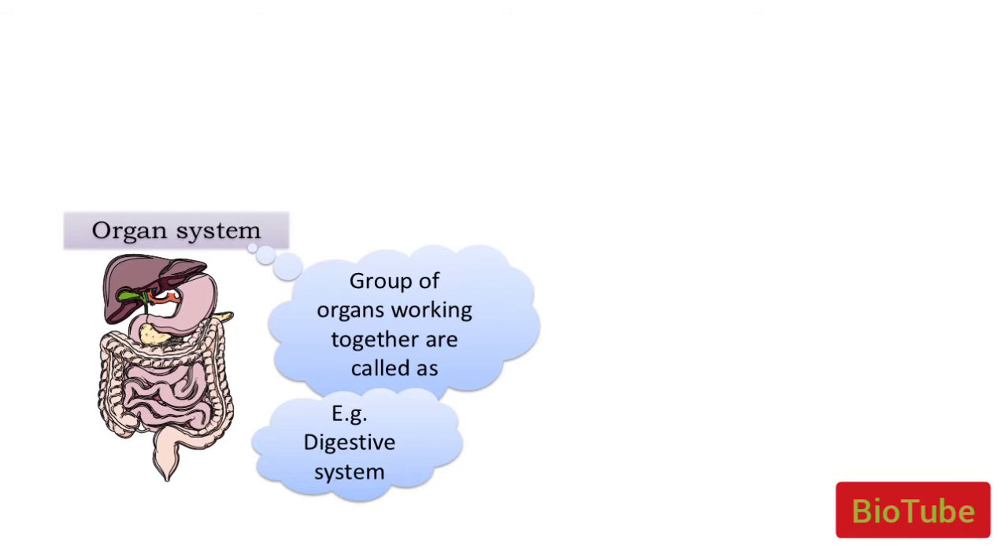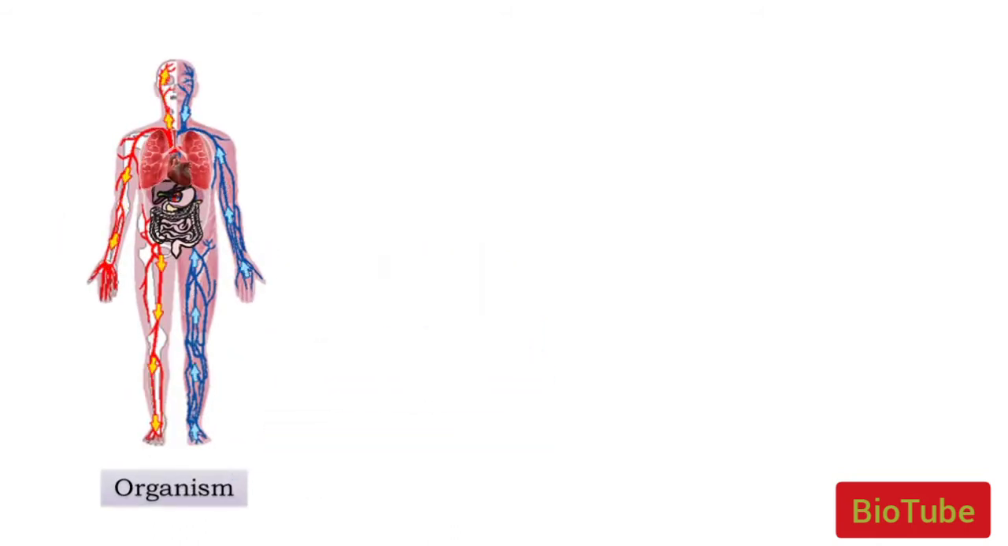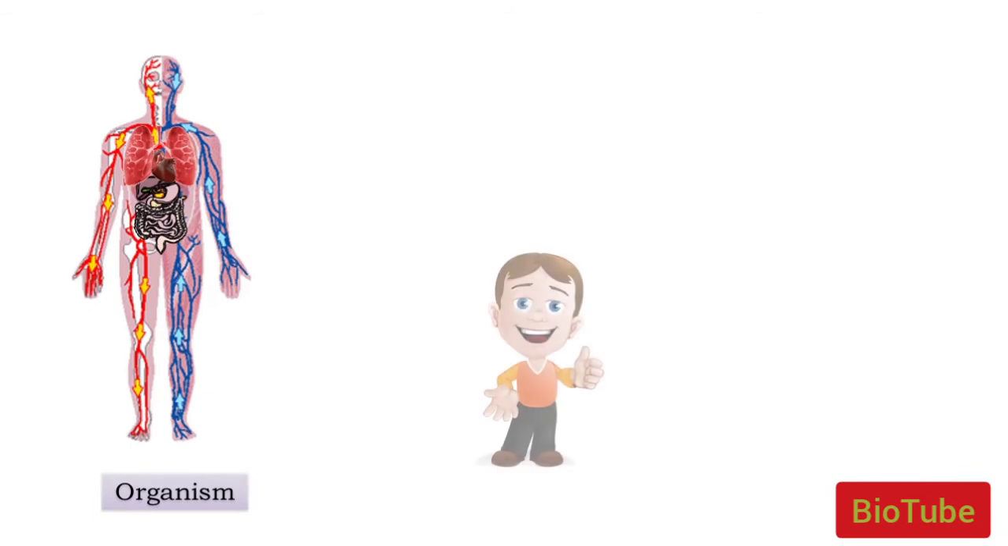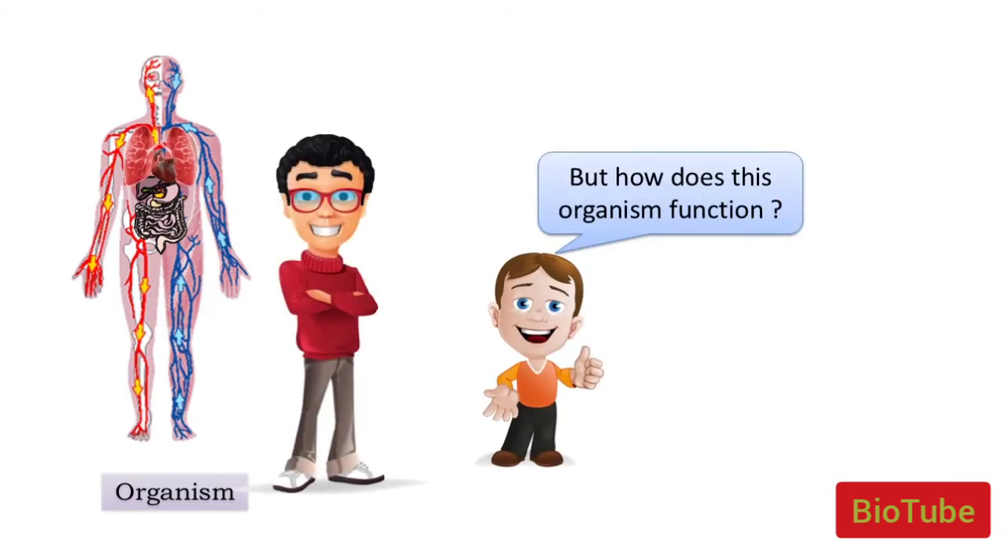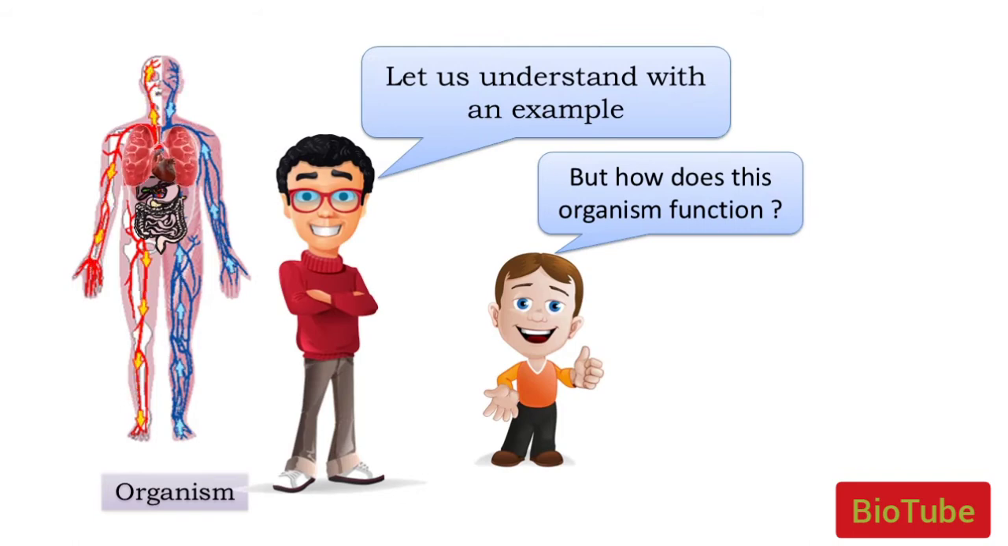In the same way, you have the nervous system, circulatory system. Various systems have different groups of organs which are working together. All organs working together form an organism. But how does this organism function? Let us understand this with the help of an example.